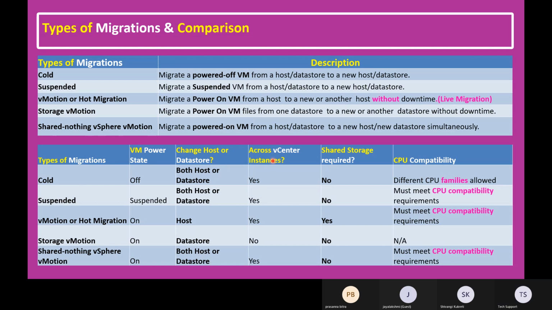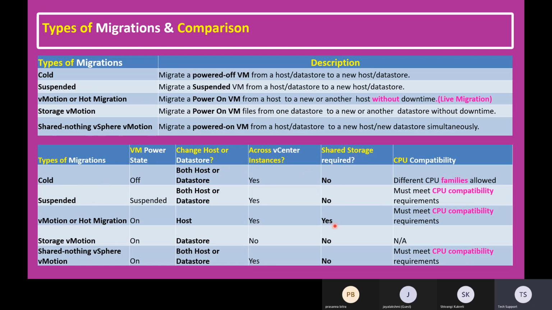Okay. And across vCenter instances. Suppose I want to migrate my virtual machines across vCenters. Cold migration we can also do. When the virtual machine is powered off, you can migrate from one vCenter to another vCenter. Even a suspended VM we can migrate, and a powered-on VM also we can migrate. Storage vMotion we cannot migrate. There is no default storage vMotion across vCenters, but we have the option only for shared nothing. Without shared data stores, we can change the virtual machine from one data store to another. That option is available.